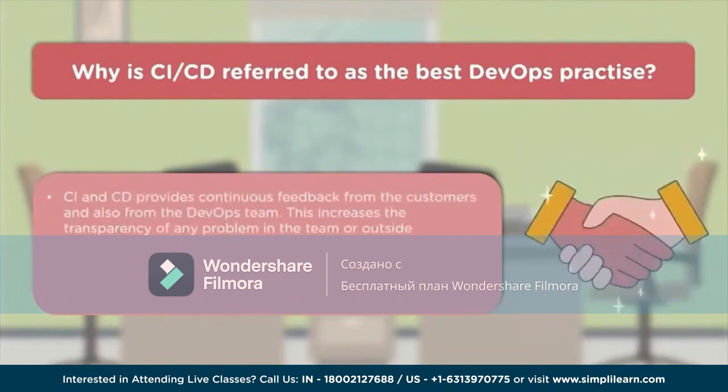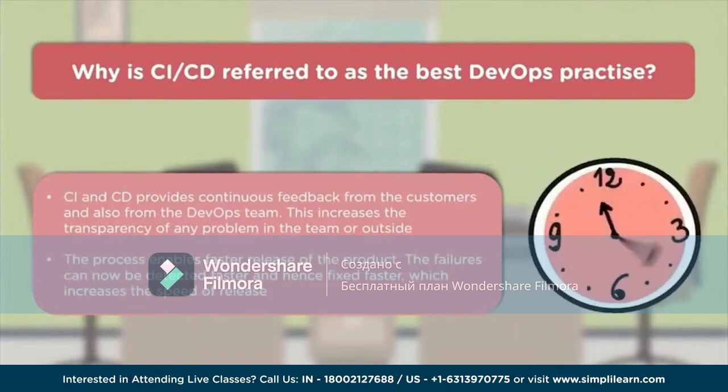CI and CD provide continuous feedback from the customers and also from the development teams, the DevOps teams. The increase of transparency is also something important which is implemented with these processes. The process enables faster release of the product. So we don't have to wait for months to release the source code. Within a couple of hours, within a couple of days, we can release it to the production environment, provided we do all these steps like build, compilation, testing, development, validation. All these things will be done in that duration of time.